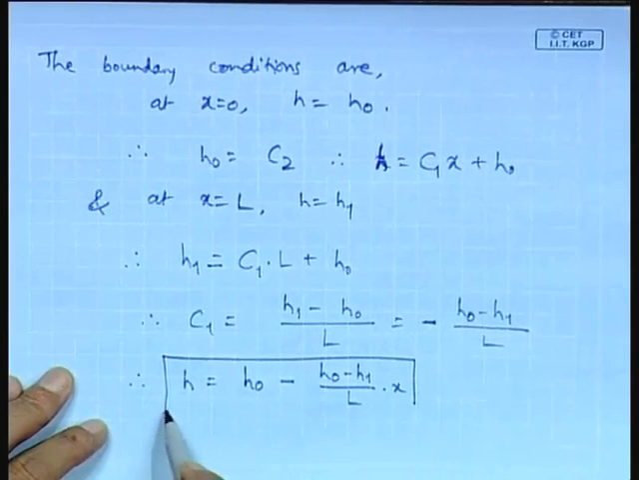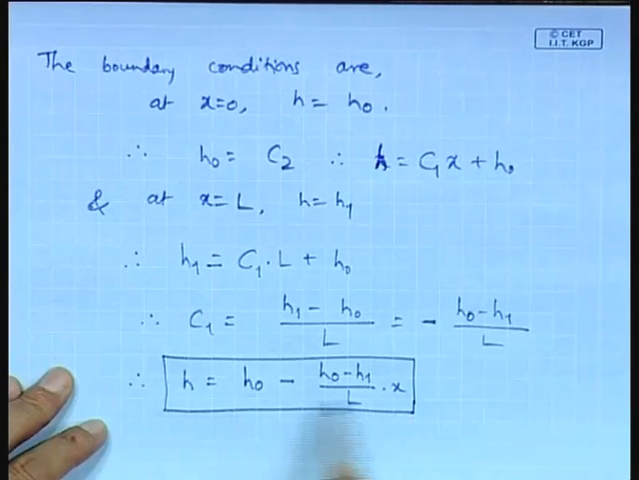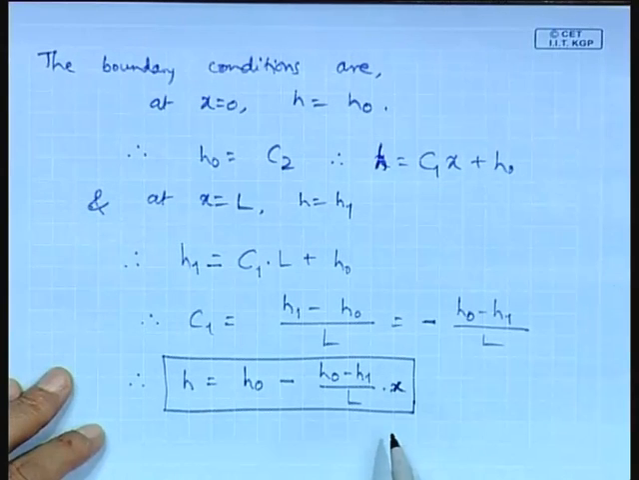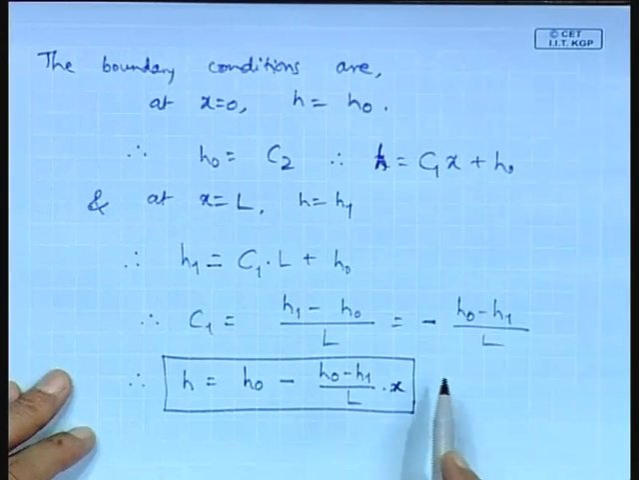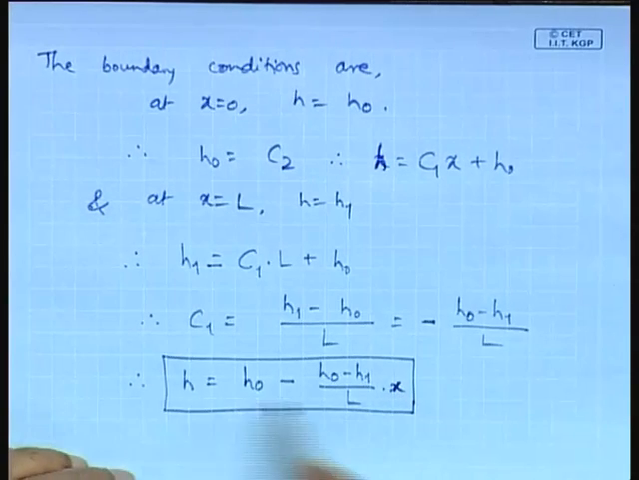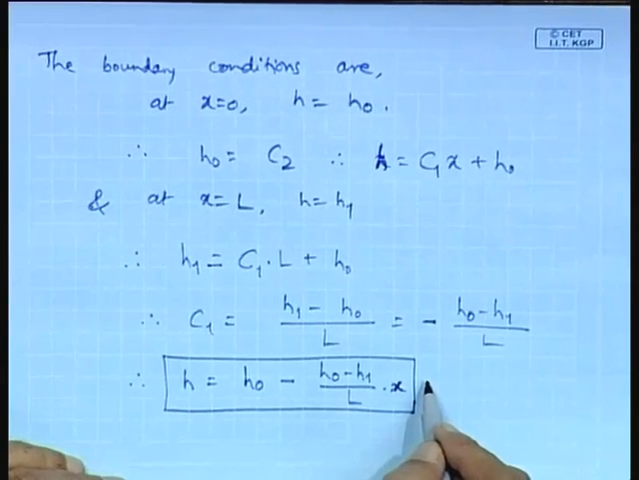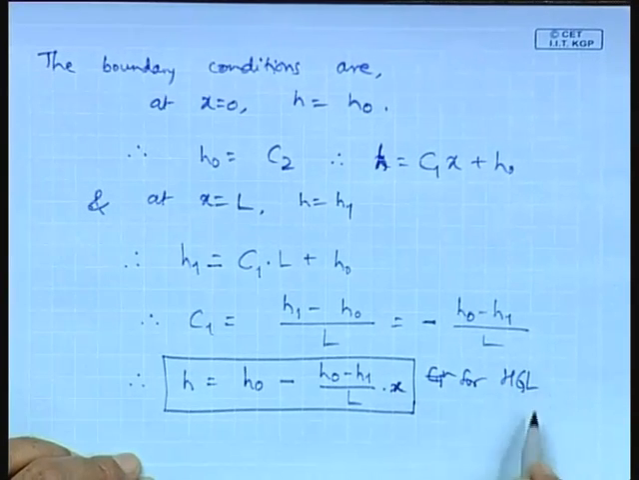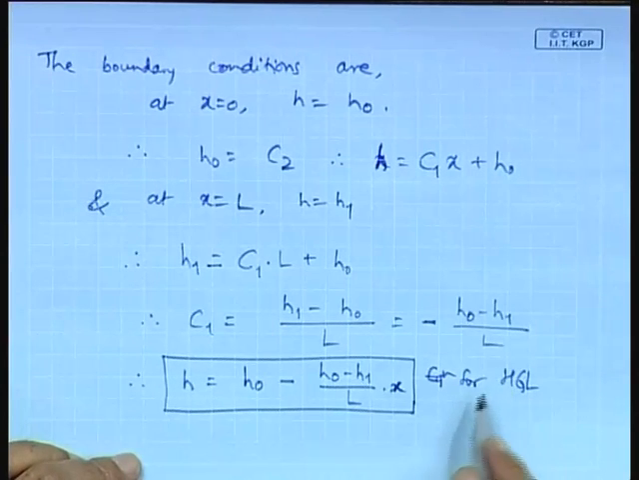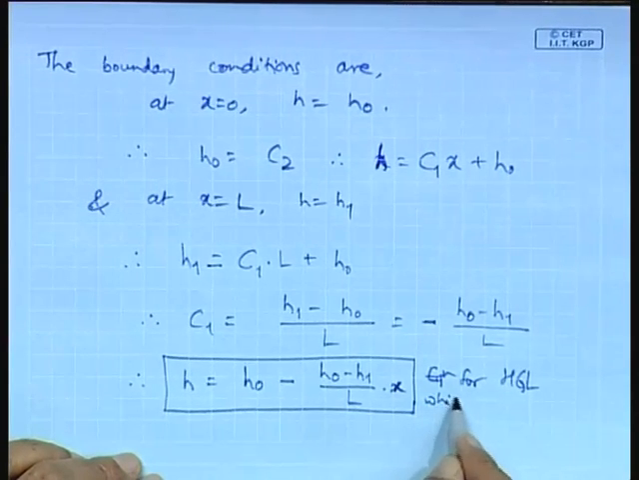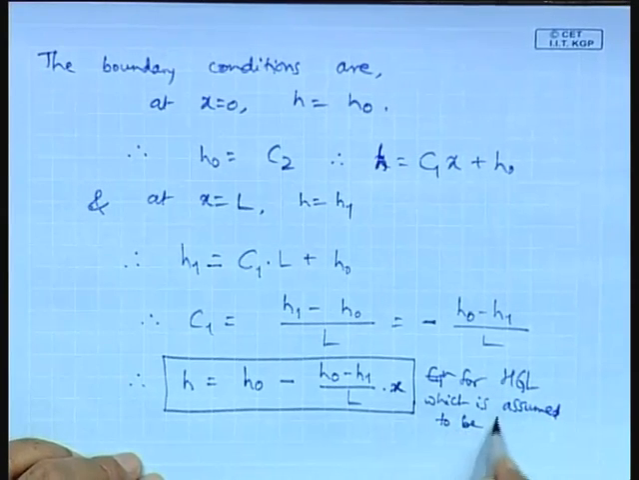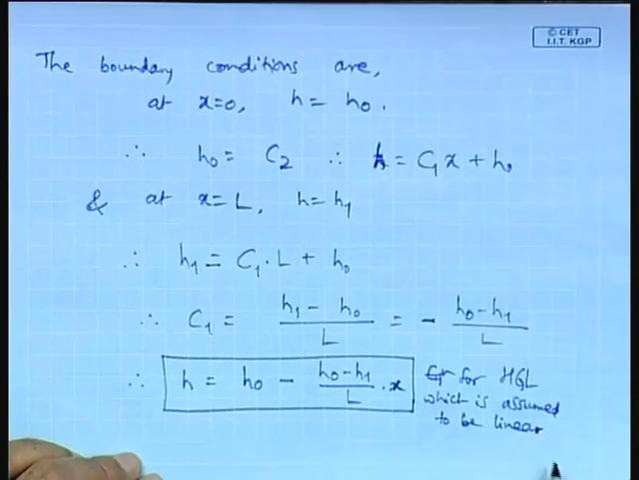So, this is the expression for head at any general section, which is at a distance of x from the upstream water body. And this is the equation for the hydraulic grade line, HGL, which is assumed to be linear. Okay.